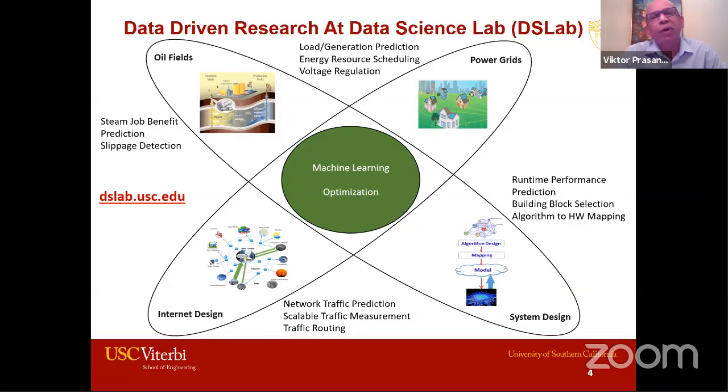In the context of power grids, we would like to understand, for example, given the historical data, how you can predict the load on the system at a particular point or over a particular interval of time. So these are the kinds of example problems that we study in my lab. I've shown the data science lab URL here. You might want to visit that site to get more details of the various projects we are working on.